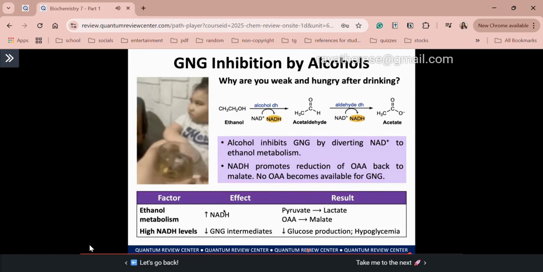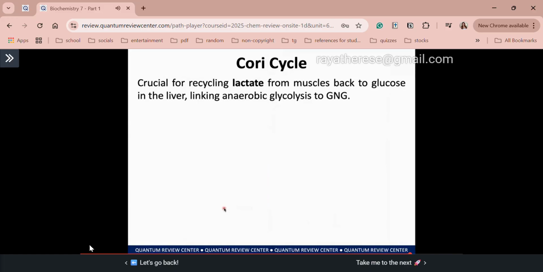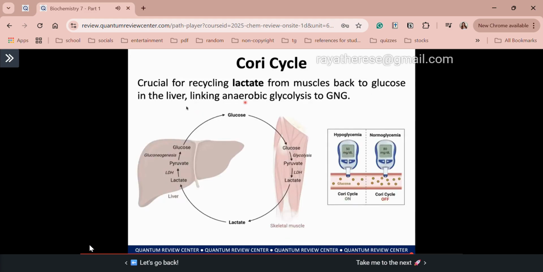Okay, so class, another related topic here is the Cori cycle. Again, the Cori cycle is very crucial in lactate recycling. This is very important in order for lactate from muscles to be delivered back to glucose in the liver. So actually guys, the Cori cycle is the linking pathway of glycolysis and gluconeogenesis. Class, so let's start and briefly analyze the Cori cycle.